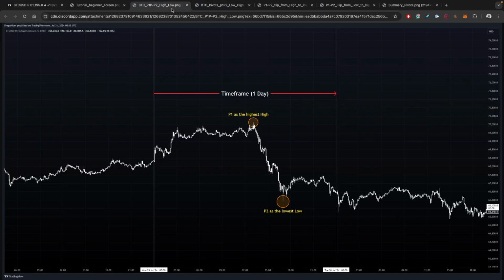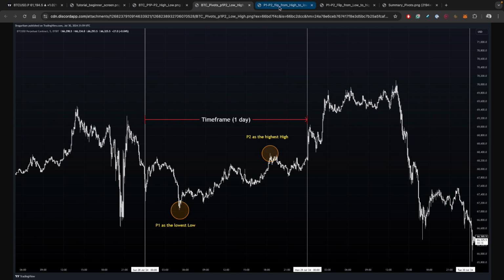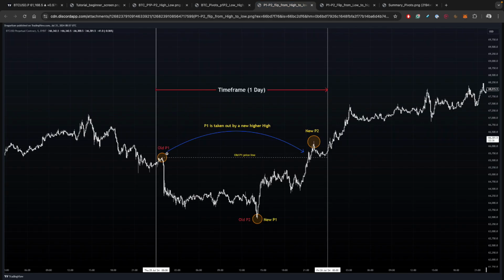Now, let's look a little bit more at an example here. Here we had the old P1, and here we had the old P2. So in this case, you have to imagine that we are somewhere here in this price action. In that case, P1 was here and P2 was there. Now what happens is that we took out P1, right? So the P1, P2 flip happens when you take out P1. It's important to understand. If we take out P1 right there, then this is no longer a pivot, right? It was the old P1, but it's no longer the highest point of the day because we just took it out.